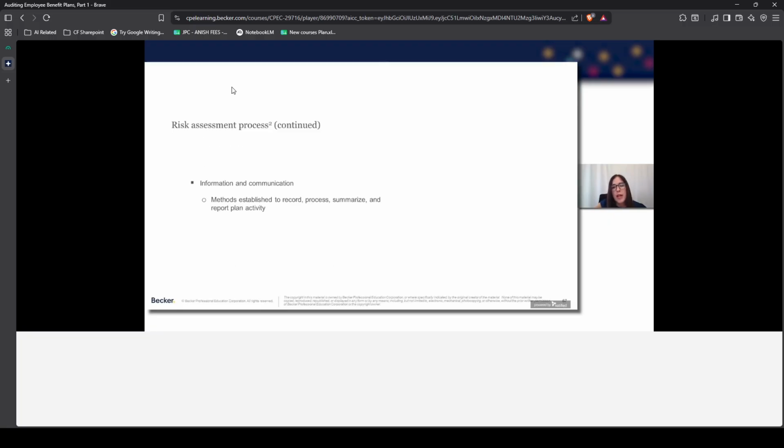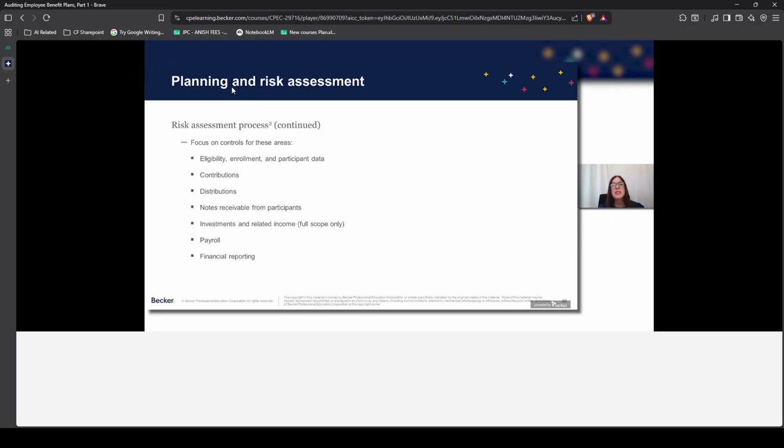But with your 401k plans and your other DB plans, there are some additional areas that we need to be focusing and understanding of the controls for these areas. Things such as, what are their controls related to determining when an employee is eligible? How do they enroll in the plan? How do they make contributions to the plan? How are those amounts withheld from their wages? How are they remitted? How does the employee request a distribution? How do they request a loan? How is the loan administered?